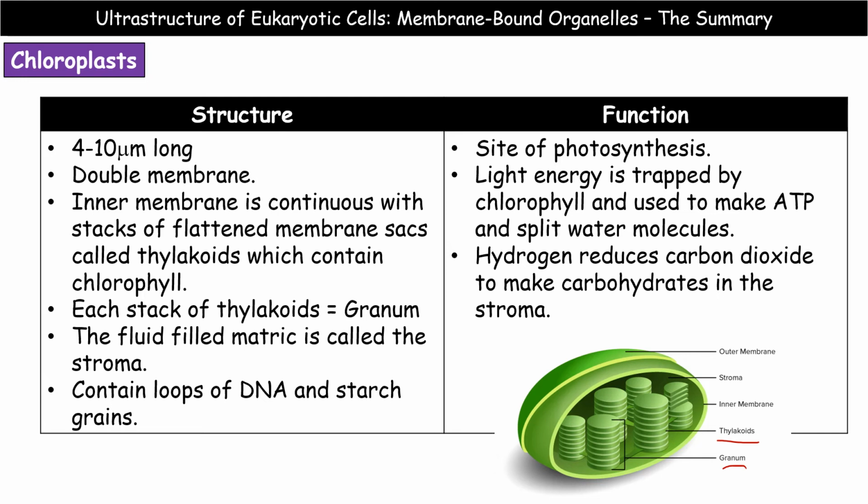What does it do? Just like we learnt lower down the school, it's the site of photosynthesis. We will obviously look at photosynthesis in more detail, but the key parts are it traps the light energy using the chlorophyll, and that's going to be used to make ATP and split the water molecules. Hydrogen reduces our carbon dioxide in order to make carbohydrates within the stroma.